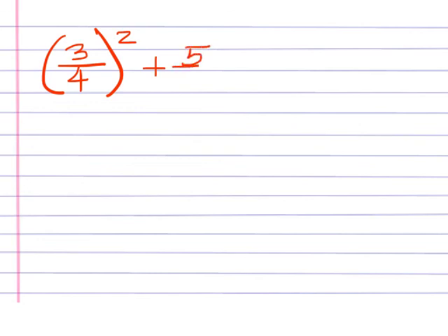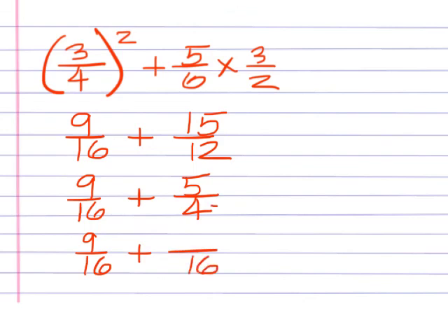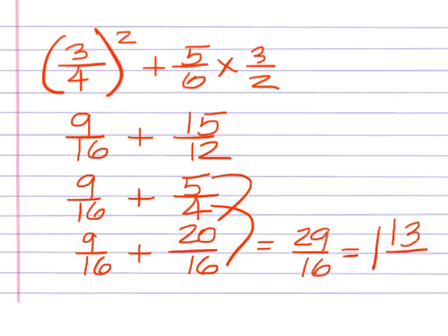plus 5 over 6 times 3 over 2. The solution for the practice, you should have 9 over 16 plus 15 over 12. You can't reduce 9 over 16, but let's see what happens when we reduce 15 over 12. That should be 5 over 4. And then we can use a common denominator of 16, multiplying by 4. So 29 over 16 is the same as 1 and 13 over 16.